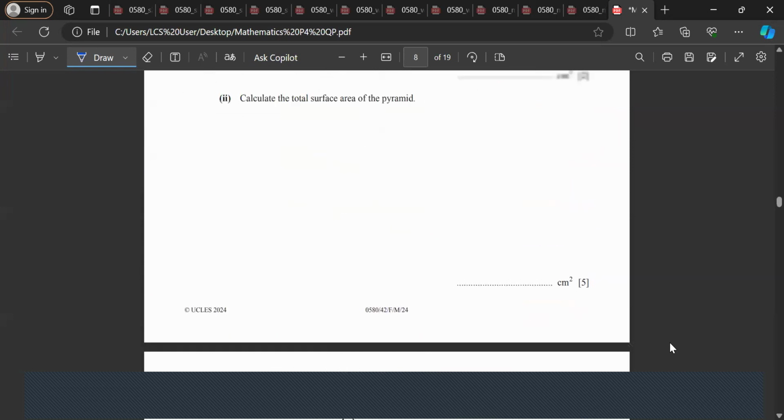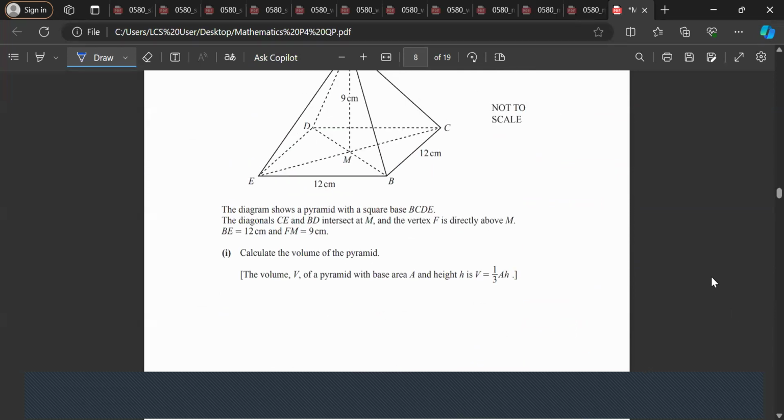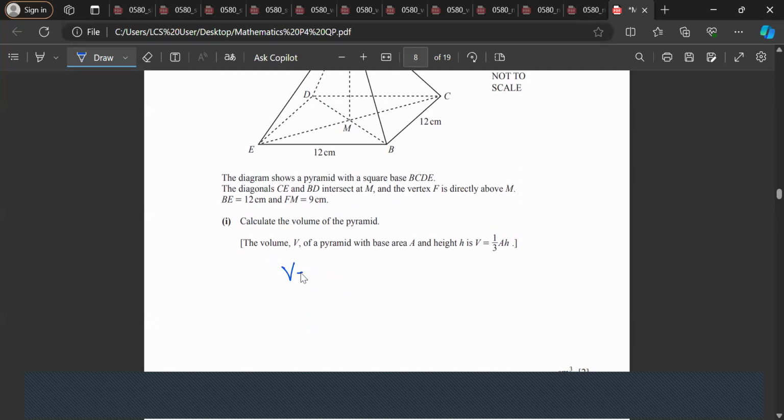Any problem in this? Miss, can you do this question? Okay, he's telling me what? He's giving me this pyramid and telling me to calculate the volume of the pyramid, and giving me the rule. The rule is very easy: volume equals 1 over 3 times the area of the base, A, multiplied by H. So 1 over 3 multiplied by, what is the area of the base? The base equals what?